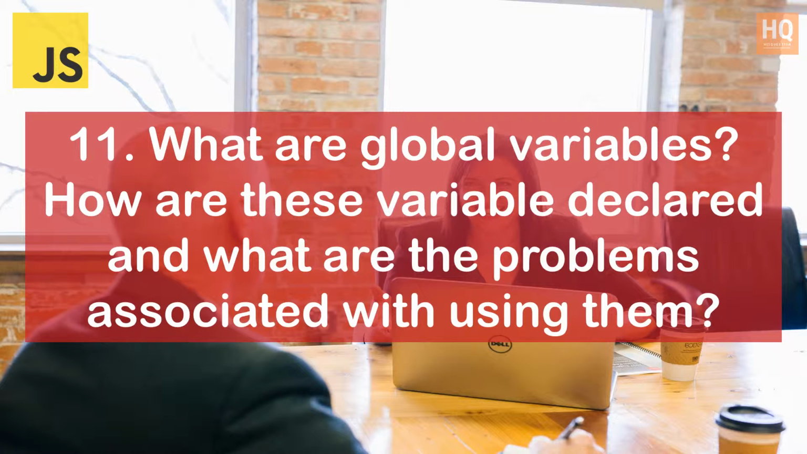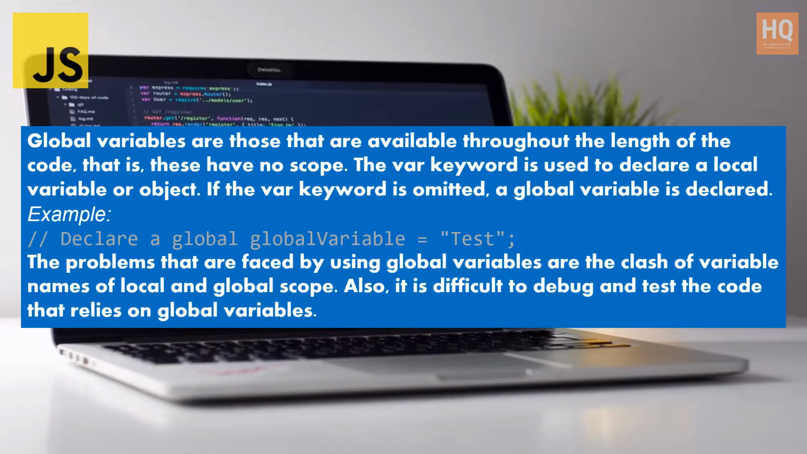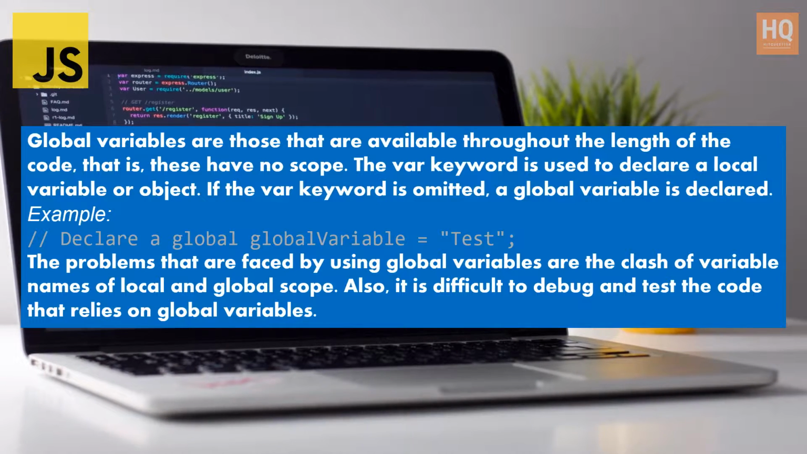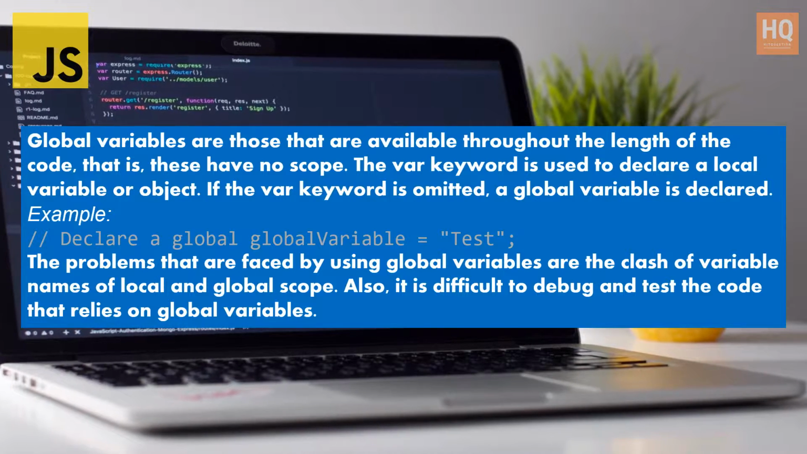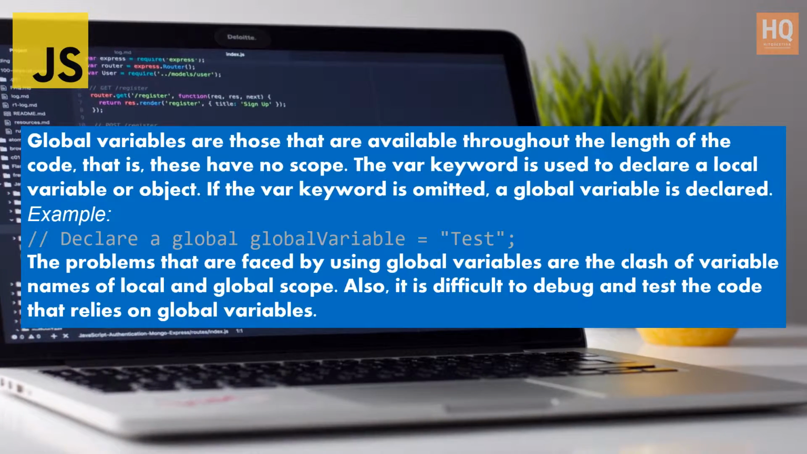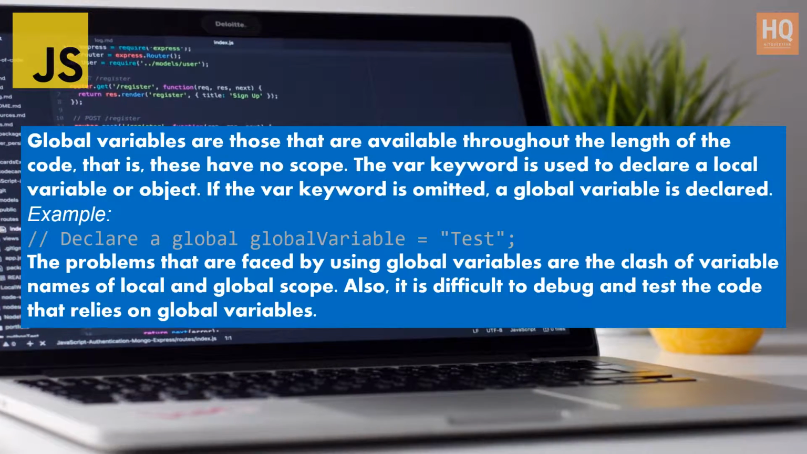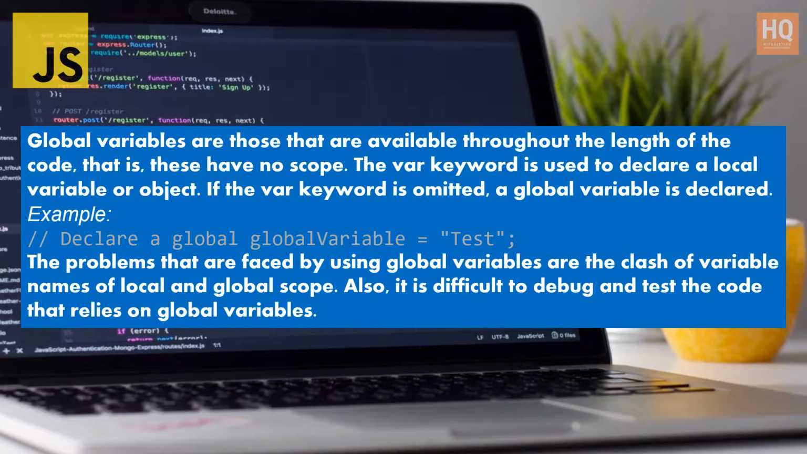What are global variables? How are these variables declared, and what are the problems associated with using them? Global variables are those that are available throughout the length of the code, that is, these have no scope. The var keyword is used to declare a local variable or object. If the var keyword is omitted, a global variable is declared, as shown in this example. The problems that are faced by using global variables are the clash of variable names of local and global scope. Also, it is difficult to debug and test the code that relies on global variables.